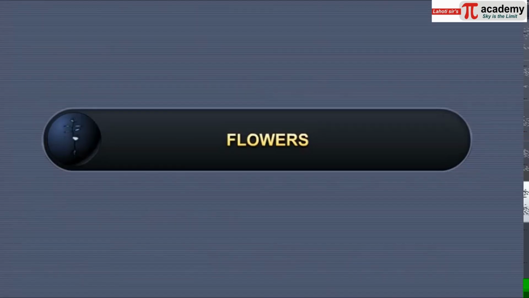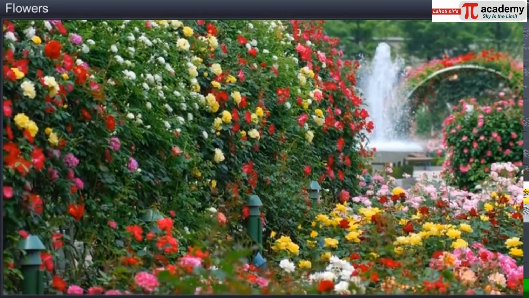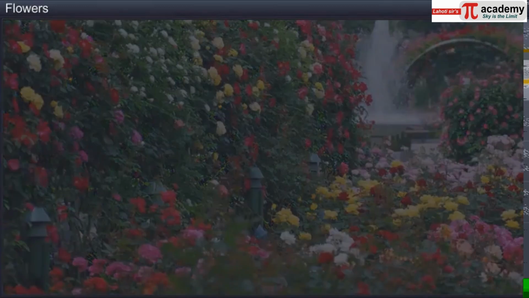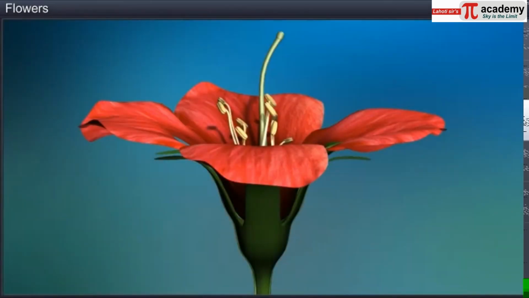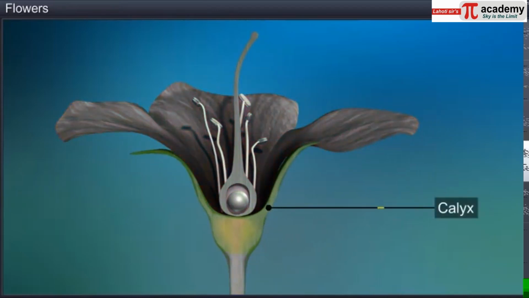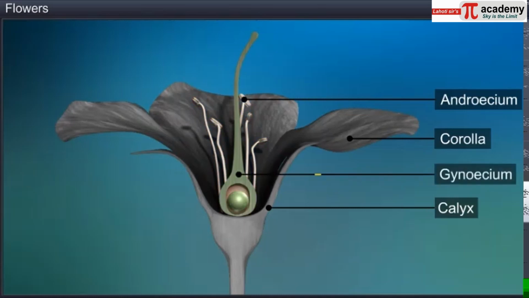In this module, you will learn about flowers. A flower is the most beautiful and attractive part of a plant that contributes to the process of reproduction. Typically, a flower has four main whorls: calyx, corolla, androecium, and gynoecium. These whorls are arranged on the swollen end of a stalk called the thalamus or the receptacle.